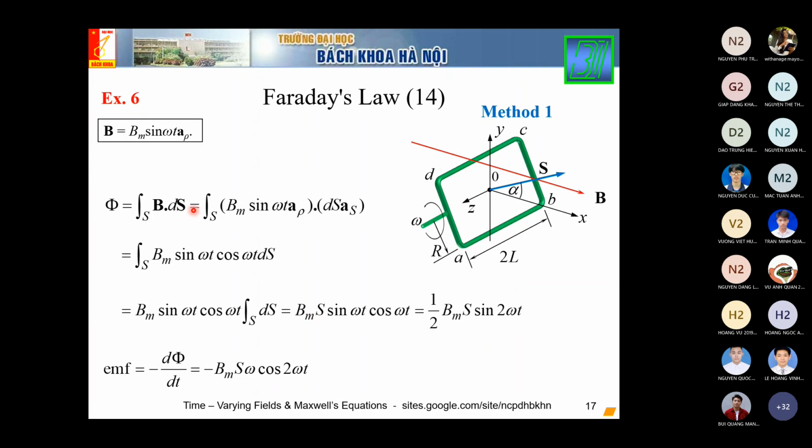In this case, you can see that the angular frequency of the induced voltage is 2 times that of the field or the frame.